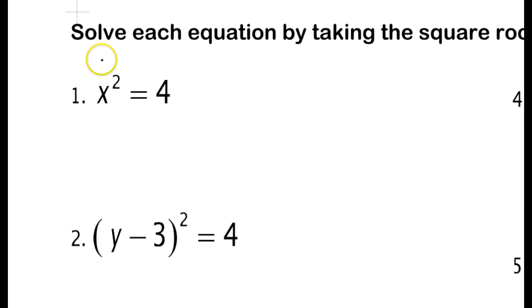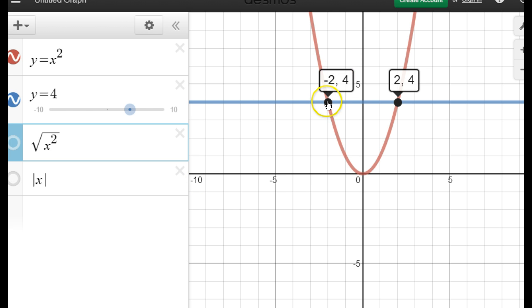So let's go through and solve each one of these one by one. Get the hang of this. So as I mentioned before, if we graph y equals x squared, y equals 4, we can see that they intersect at -2 and +2. There are two intersections. So when we solve it algebraically without a graph, we should have two answers. The same two answers, -2 and +2.